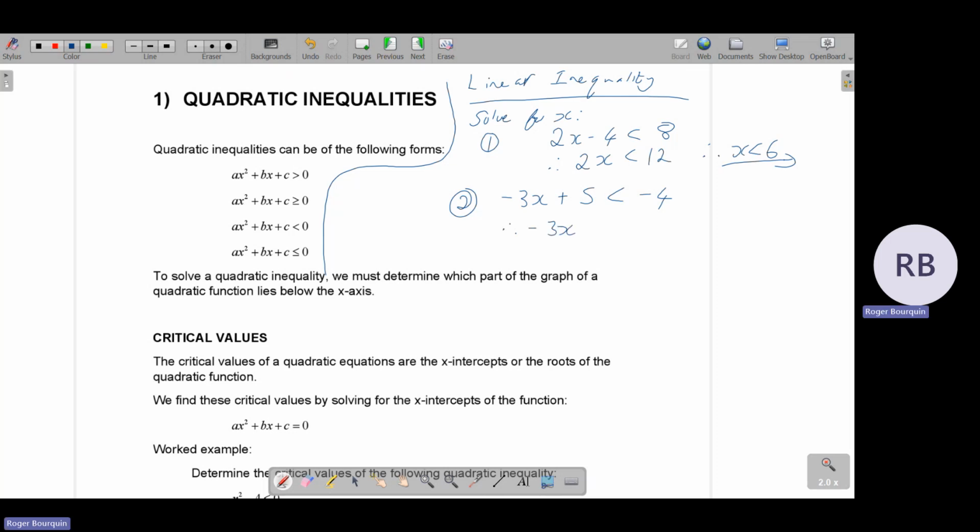Well, first you're going to take 5 across. Okay, so you can skip out steps. So you get minus 3x is less than negative 9. And then what you do there is you divide by negative 3. And if you divide by a negative, what happens? The direction of the inequality changes. Okay, so you end up with x is bigger than 3, right? Which is a set of numbers there.